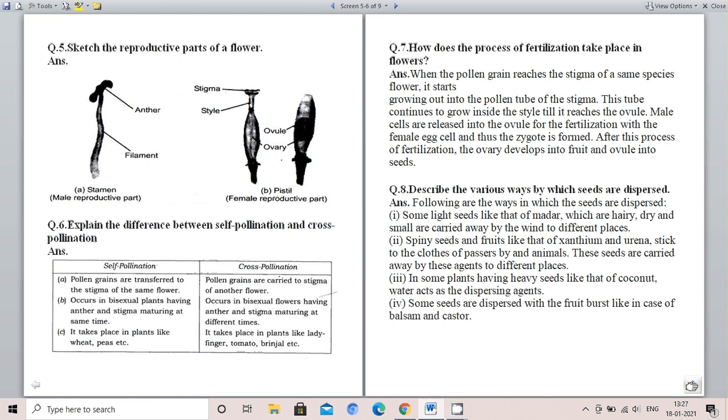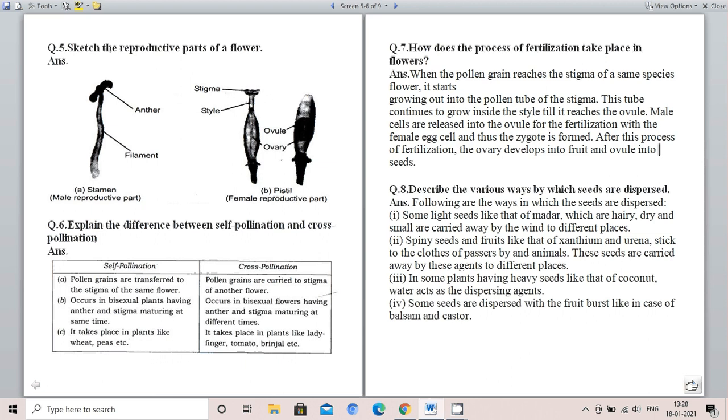Next we have question number 8. Describe the various ways by which the seeds are dispersed. कैसे कैसे dispersed होंगे. By wind, by water, by air, by other organisms. The first one, some light seeds like that of mother, which are hairy seeds and dry हैं, they are carried away by wind. अब कुछ spiny seeds हैं, so like xanthium and urena, they stick to the parent body or the animal, तो वहाँ पे animal ऐसे carrier की तरह बन जाते हैं.